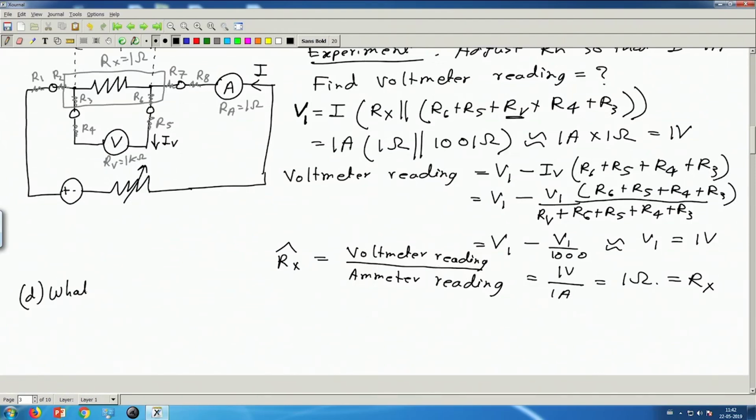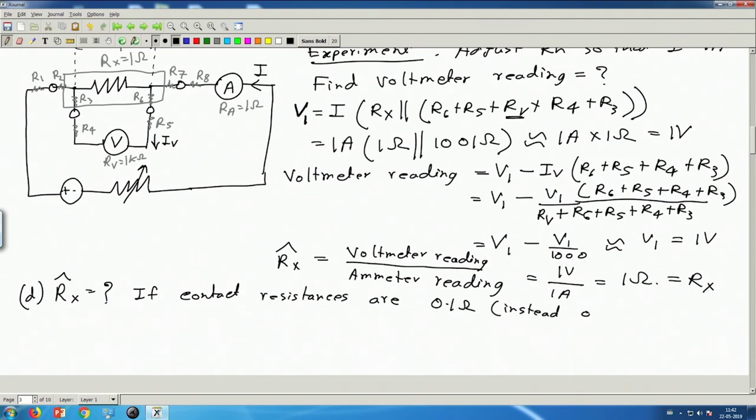What happens if, so let me write it this way. So Rx hat will be equal to how much if the contact resistances are 0.1 ohm instead of 0.25 ohm as before? So what will be that value? Okay, so this is the next thing to consider.